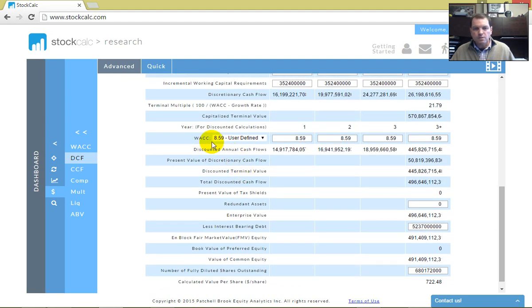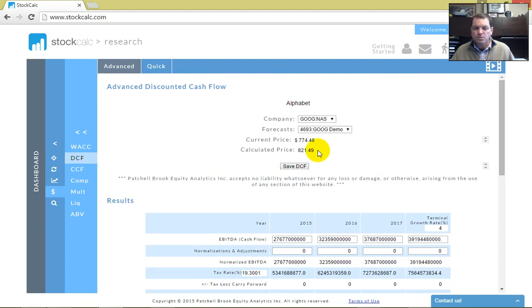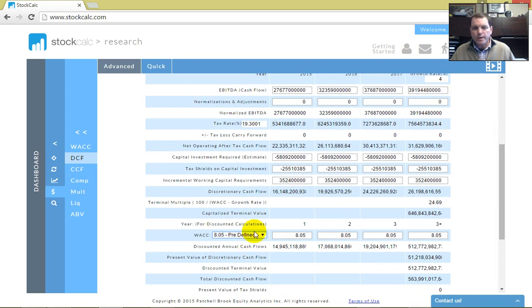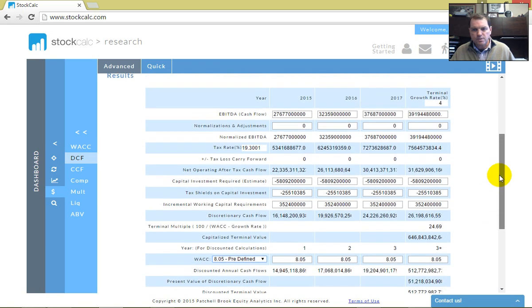The other thing that we can look at is the weighted average cost of capital. We calculated 8.59. As I said, we have a predefined for all of the companies. So if I use the predefined just to take a look at it, 8.05, we're up to $821 a share, which is much closer to the $831 a share that we saw that the analysts have. So you can see we can quickly play around with the numbers that we have here to take a look at the valuation of the company.